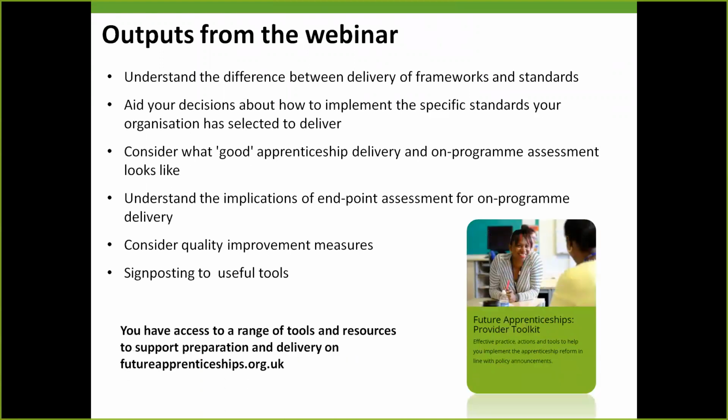And this is one of the useful tools I want to draw your attention to. As I've said, it's the Future Apprenticeship Provider Toolkit. There's an awful lot of resources on there that are still useful for those of you that are transitioning across from frameworks to standards. Examples of some of those tools are transition planning documents or confidence checklists to help with your staff CPD. So at the end of the session, we'll provide you with links where you can gain access to these.